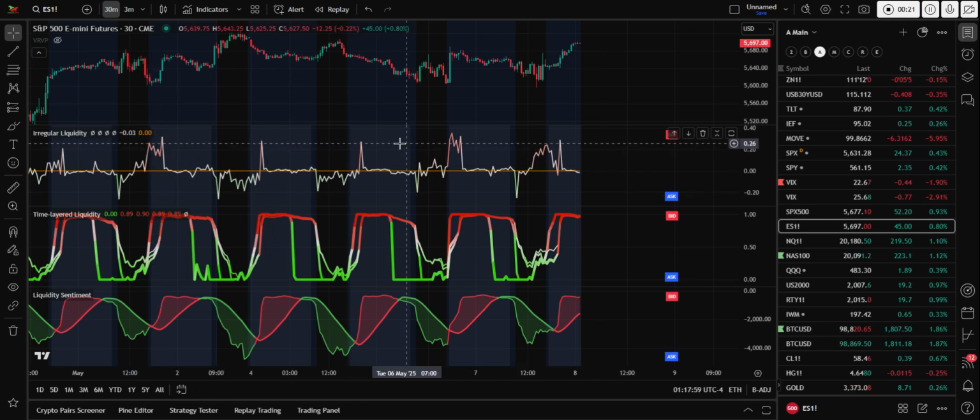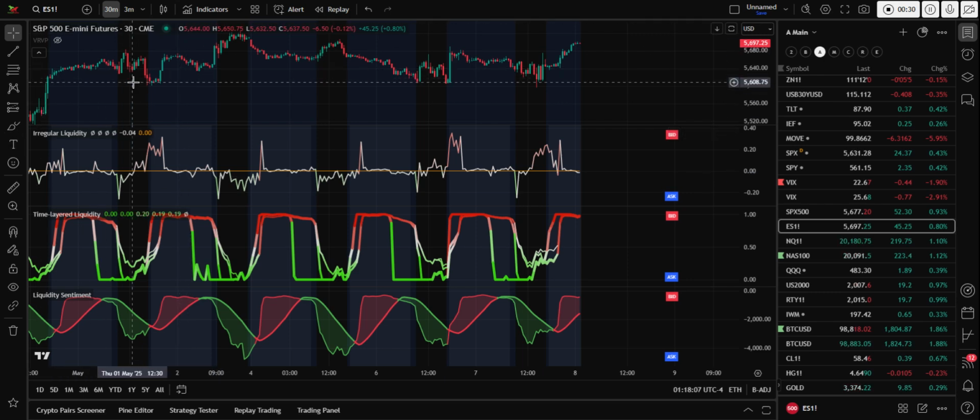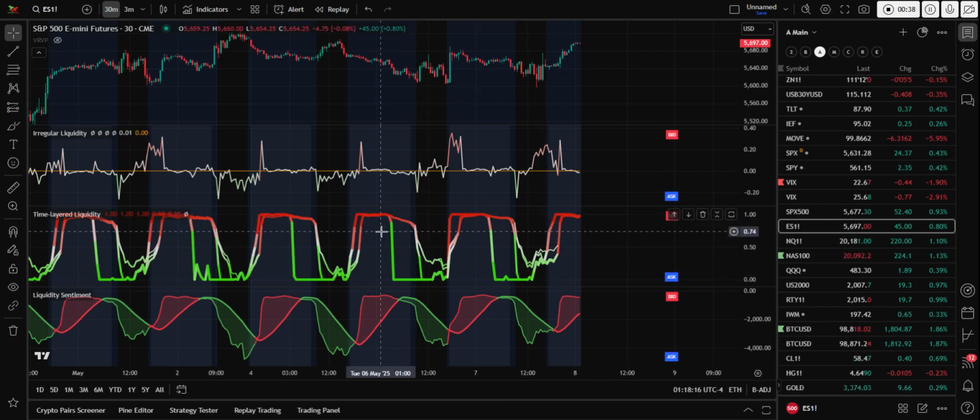have three different indicators. This top one here is the irregular liquidity indicator, and what it's trying to do is iron out in 30 minutes. It looks a little bit difficult to use. It's better for scalping. What it's trying to iron out is the difference between loose periods of the market and tight periods of the market.